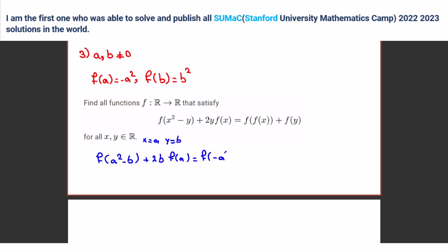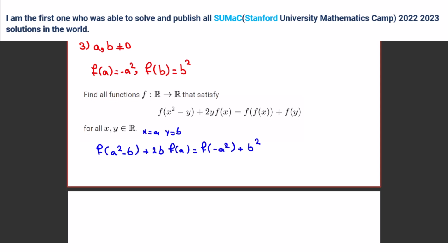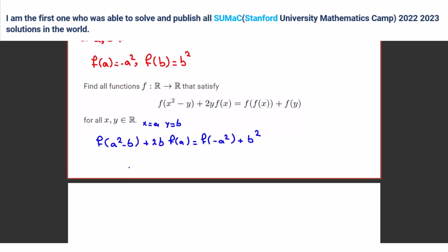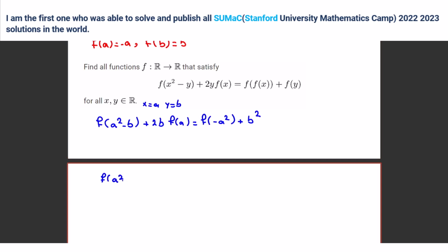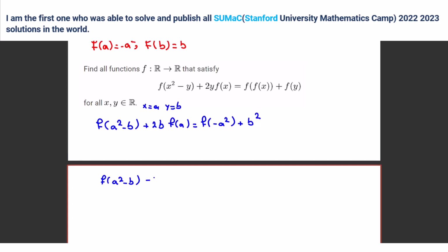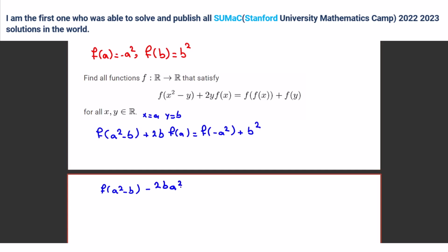f of a, which is f of negative a squared, plus f of b, which is b squared, right? Right. So f of a also we know is negative a squared, right? So f of a squared minus b minus 2b a squared is equal to negative f of negative a squared plus b squared. Now let's write for what and what, x what, y what. x is a, y is negative b. So then it would be f of a squared plus b plus 2ba squared is equal to f of negative a squared plus b squared.